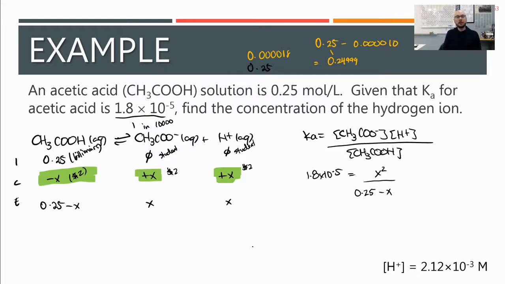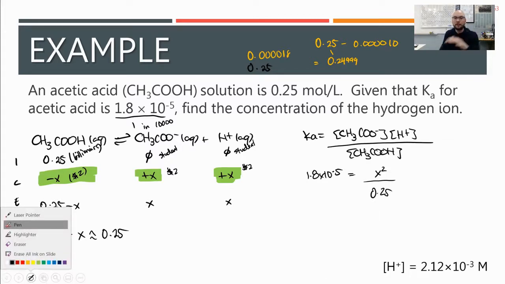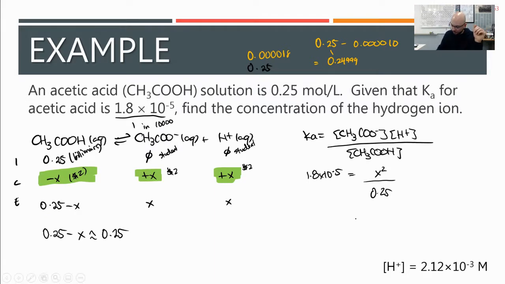The way we write this, we show this mathematically as 0.25 minus x is approximately 0.25. So what does that do? Well, it changes our denominator now. So this is 0.25. When we solve this, we get 0.25 multiplied by 1.8 times 10 to the negative 5. So 1.8 times 10 to the negative 5 bracket times 0.25 equals, so this gives me 4.5 times 10 to the negative 6 is equal to x squared. Square root both sides. I get x is equal to 2.12 times 10 to the negative 3.